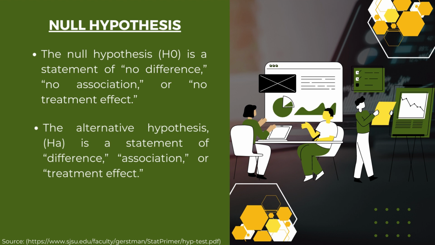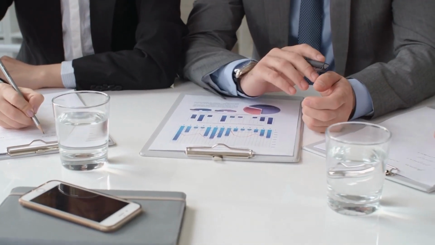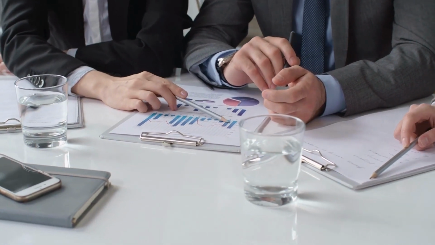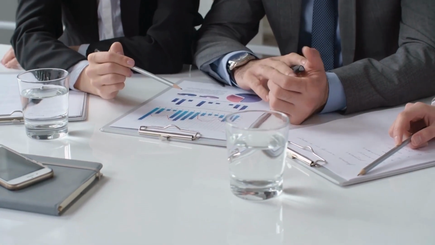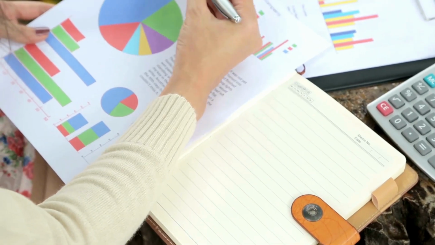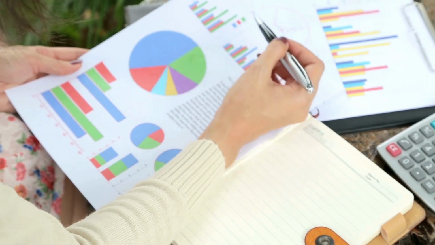In the case where we reject the null hypothesis, we are going to accept the alternate hypothesis. If we are rejecting the hypothesis of no difference, it means there is a difference between the means of the two samples.